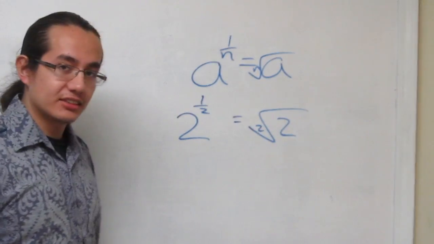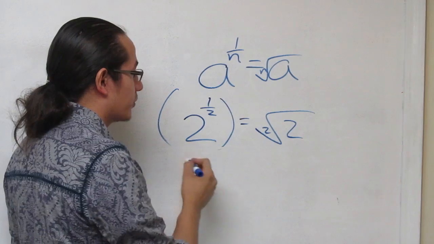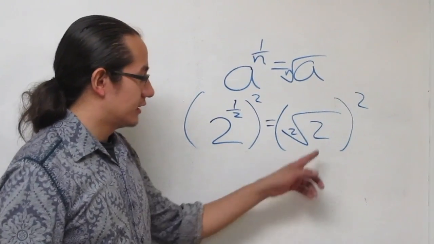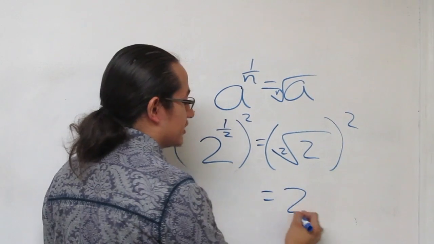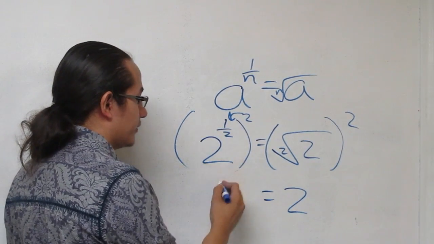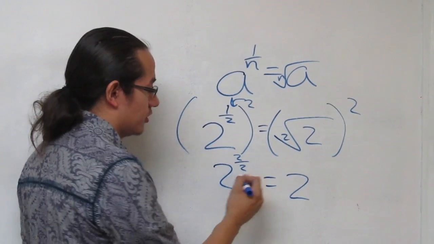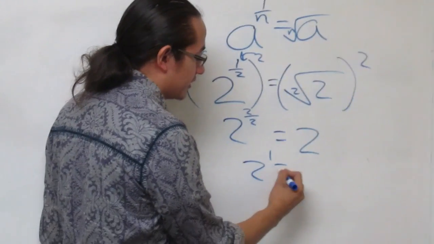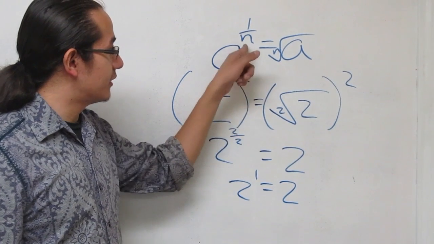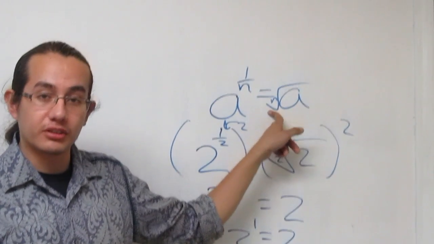The reason is because when we raise this to a 2nd power, when we square it, the square root cancels out, and all I'm left with is 2. And this, if you remember from that previous rule, we have 2 to the 2 over 2, which is just 2 to the 1st power, which is also just 2. So 1 over something is the nth root of that number.